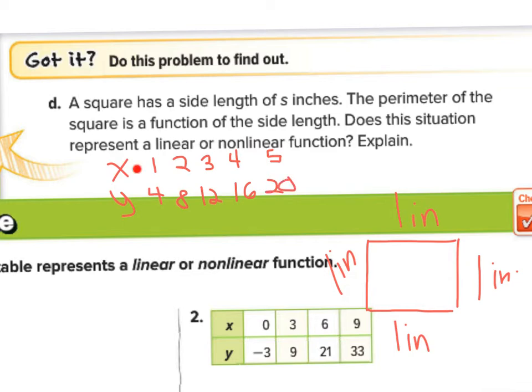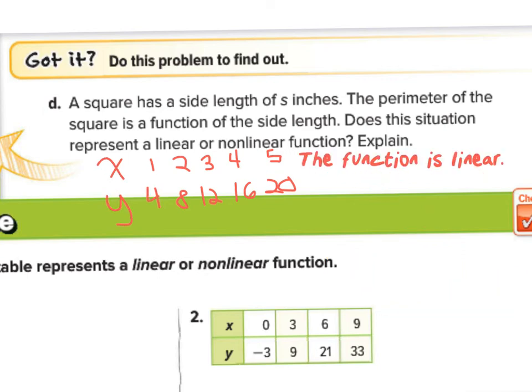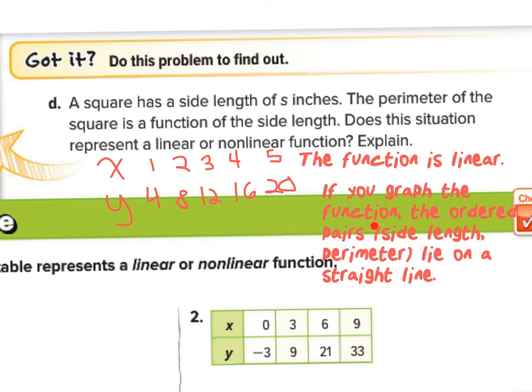So let's see. As it increases by 1 inch in my input, it increases by 4 in my output. So what do we say about this? We would say that it is a linear function, correct? The function is linear. If you graph the function table that we have here, the ordered pairs (1, 4), (2, 8), (3, 12), and so on, which is the side length and the perimeter, they lie on a straight line. So therefore, it is a linear function.